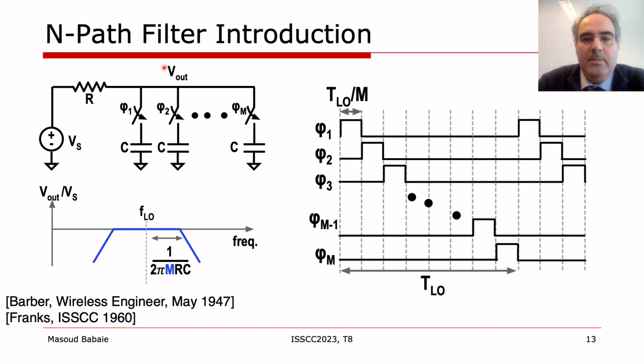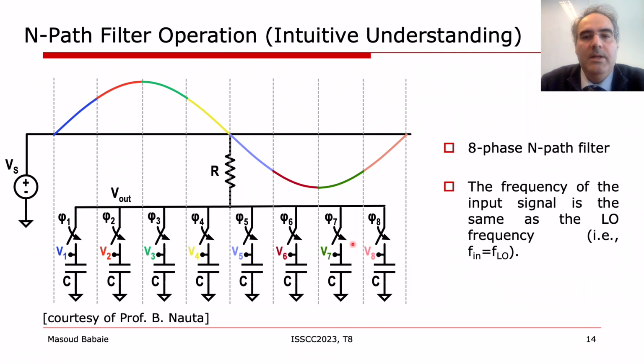output node. If we look at the Vout over Vs transfer function, it is a bandpass filter with a center frequency of FLO and a bandwidth that is related to the number of clock phases, resistor, and capacitor values. Consequently, we can have a programmable bandpass filter with a high quality factor. In the next slides, I will intuitively explain how this works as a bandpass filter. First, I explain the operation of the N-pass filter in the time domain.